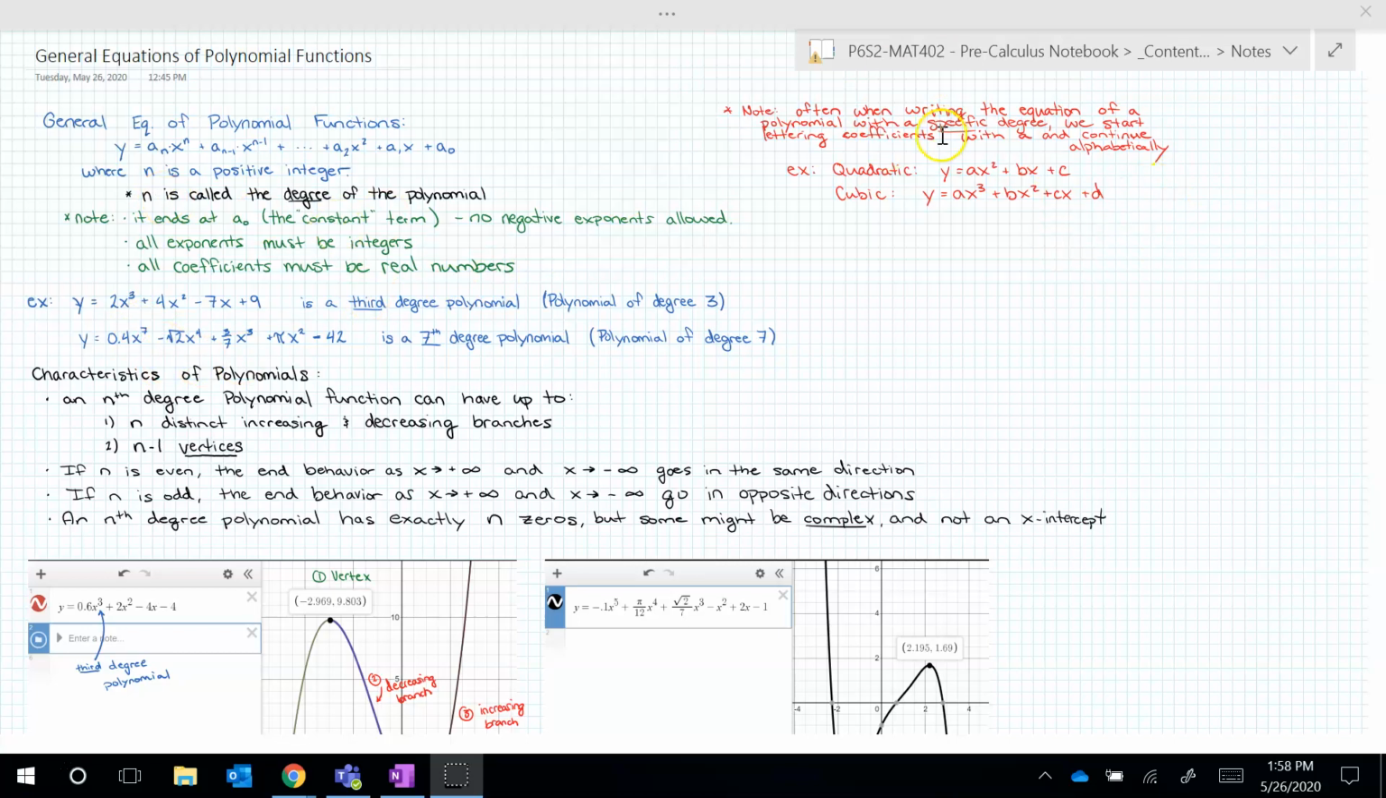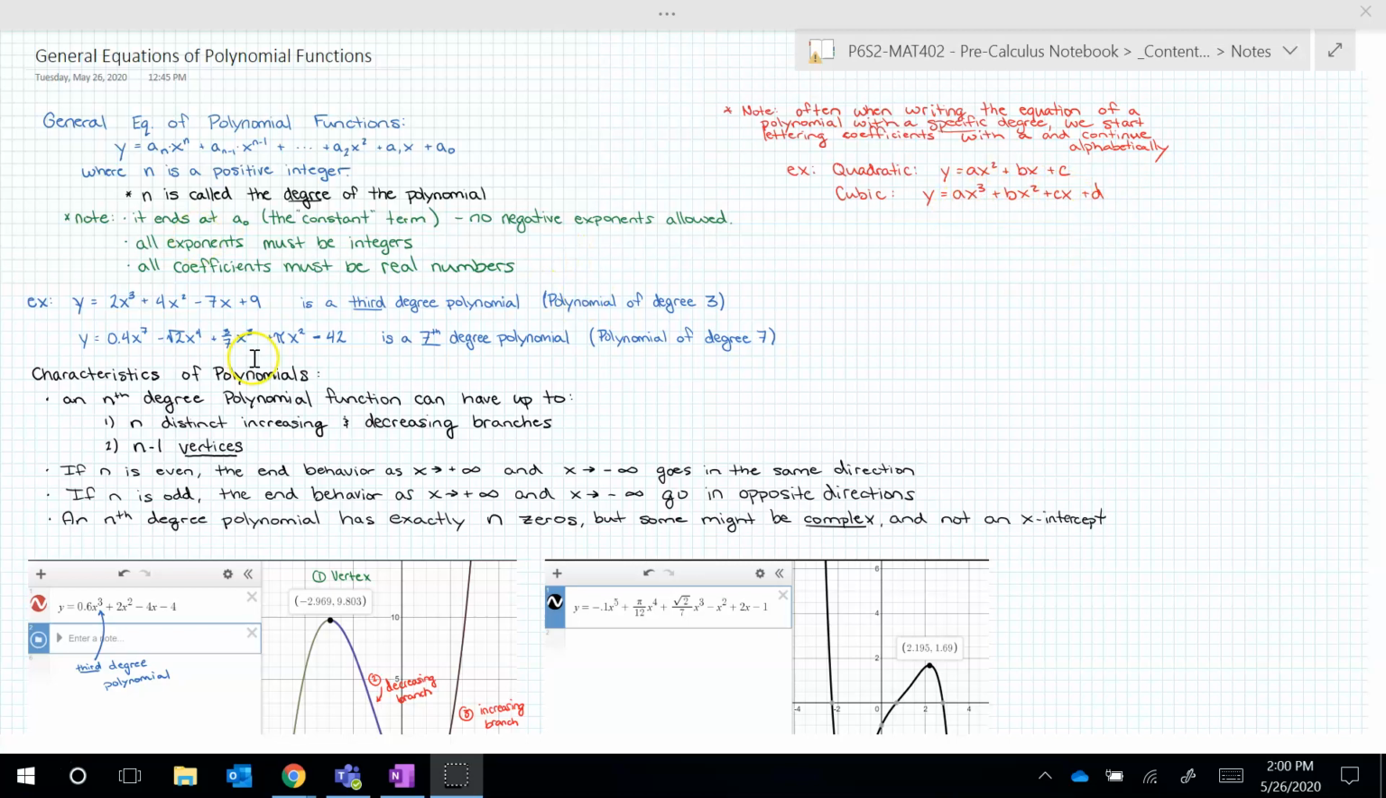Oftentimes, just a little quick thing over here, we don't like to use those subscripts. If I don't know what it is, if it's an nth degree polynomial, I'm stuck using subscripts. But if I know, hey, this is a 3rd degree polynomial, or it's a cubic function, we usually just start with the letter a and then go alphabetically: ax cubed, bx squared, cx, and d.